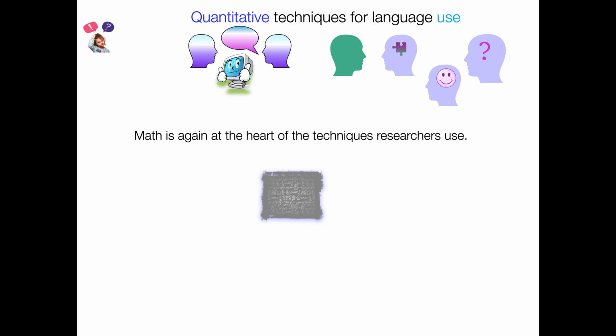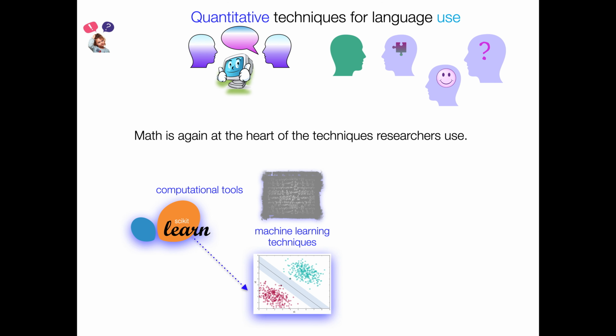And math is again at the heart of the techniques that researchers are using to investigate this. So we have computational tools that are available. For example, scikit-learn is one Python library that's often used to investigate language use by humans so that we can make machines do it. And these computational tools typically rely on machine learning techniques, which are ways of determining an answer, right? Once you have lots of different counts of things, right? So it's a reasoning technique.